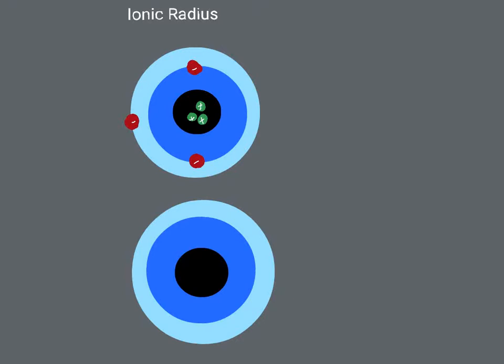Okay, so here's a short video to hopefully better explain ionic radius. Okay, so let's take a look. Here what we have is a representation of a lithium atom. We know it's lithium because I see that we have 3 protons and we have 3 electrons.